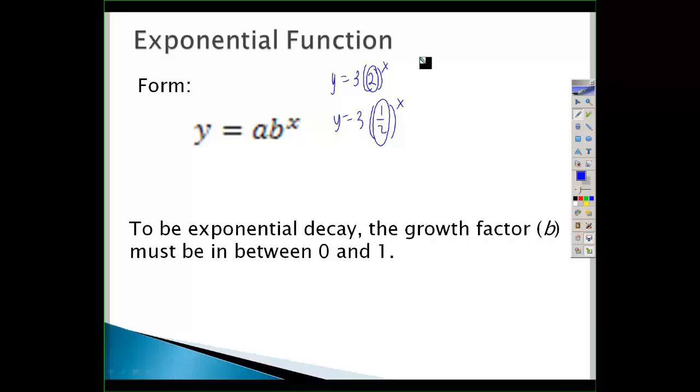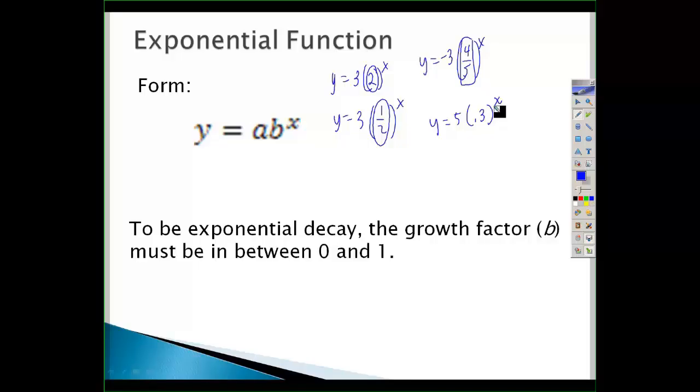All right, same way here. If it said y equals -3 times 4/5 to the x, once again, the negative has nothing to do with it. I'm just looking at the growth factor. If that's a fraction in between 0 and 1, then I know it's exponential decay. It could even say something like y equals 5 times 0.3 to the x. As long as that growth factor is in between 0 and 1, it's exponential decay.